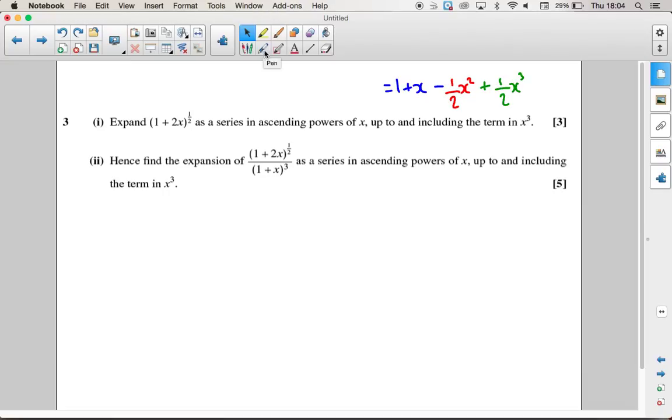Part 2 wants us to use our expansion for (1 + 2x)^(1/2), which we've got again here, but we want to find the overall expansion for this expression. So rather than dividing by (1 + x)^3, I'm going to multiply by (1 + x)^(-3). So that's another thing I'm going to need to expand.